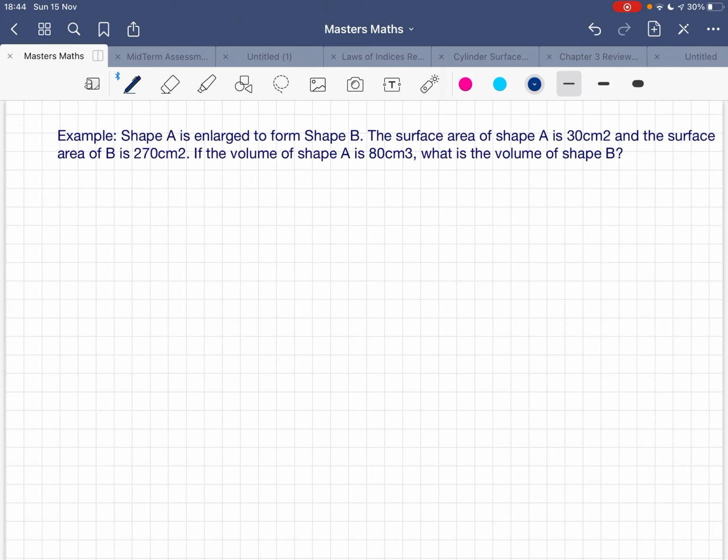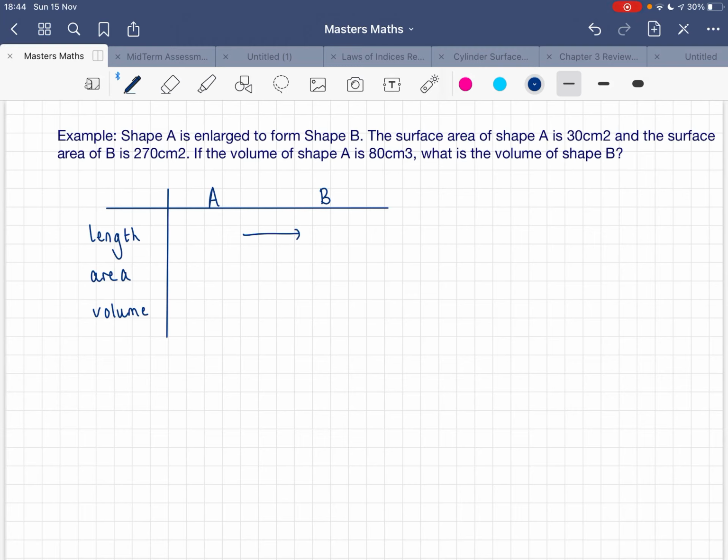So shape A is enlarged to form shape B. The surface area of A is 30 centimetres squared and the surface area of B is 270 centimetres squared. If the volume of A is 80, what is the volume of shape B? So I'm going to make my table again, but this time I'm putting length, area and volume because I need all three to be able to work out this question. Length, area and volume. This is shape A, this is shape B.